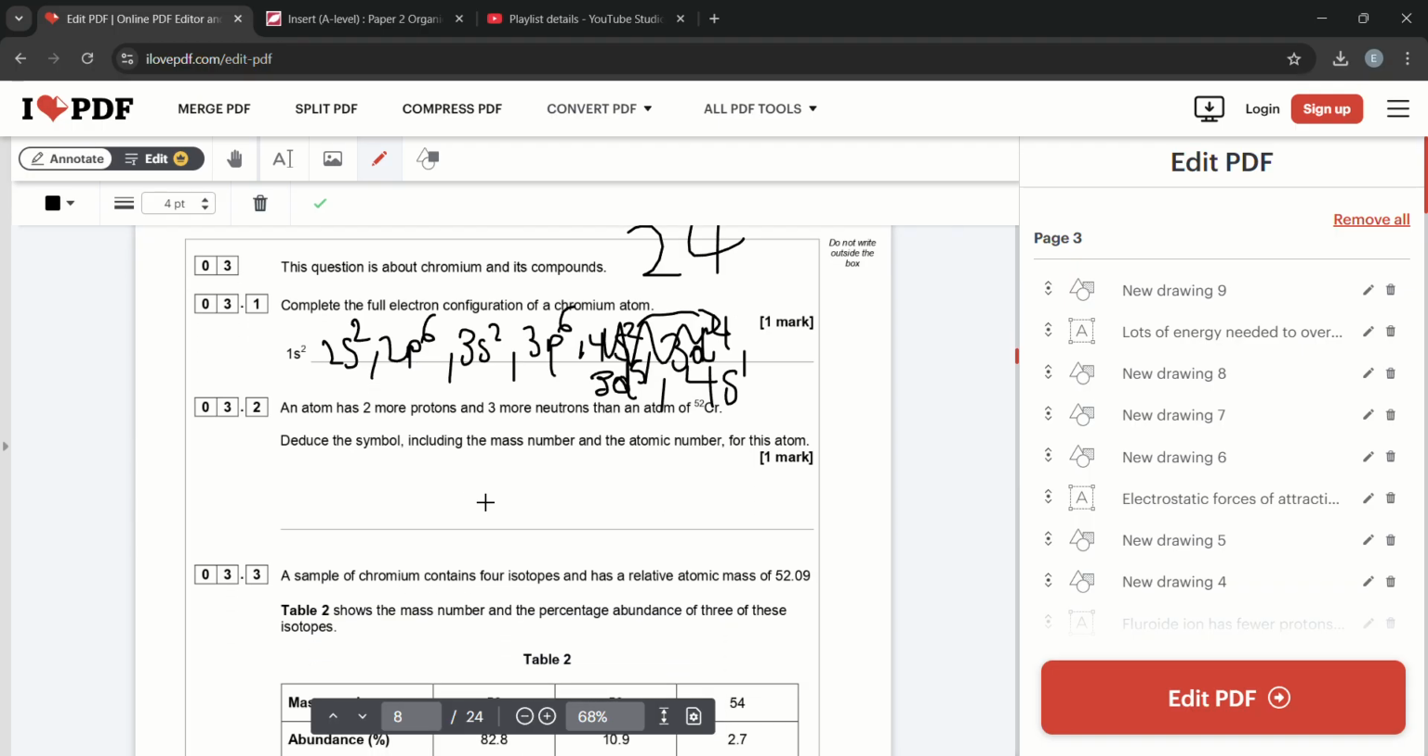Then 3.2, an atom has 2 more protons and 3 more neutrons than an atom of 52Cr. Deduce a symbol including the mass number and the atomic number for this atom. 2 more protons and 3 more neutrons than an atom of 52Cr.